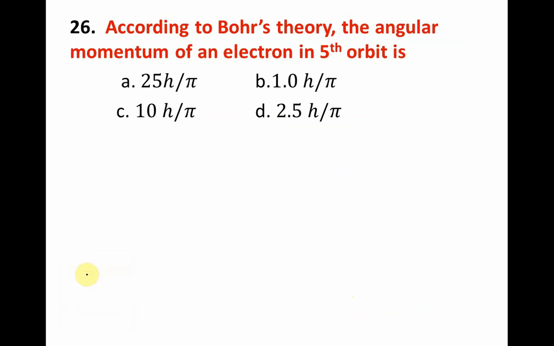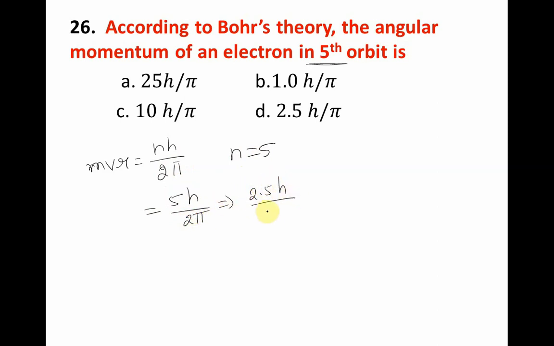According to Bohr's theory, what is the angular momentum of an electron in the fifth orbit? We know mvr is equal to nh divided by 2 pi. n indicates the fifth orbit. Therefore, 5h divided by 2 pi, or it can also be written as 2.5 h divided by pi.